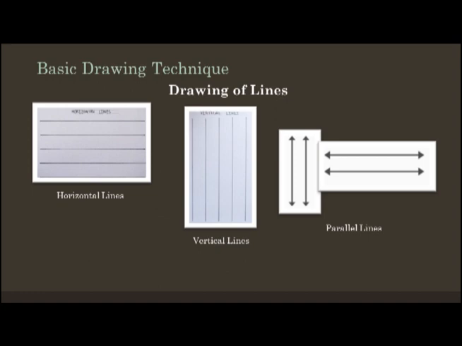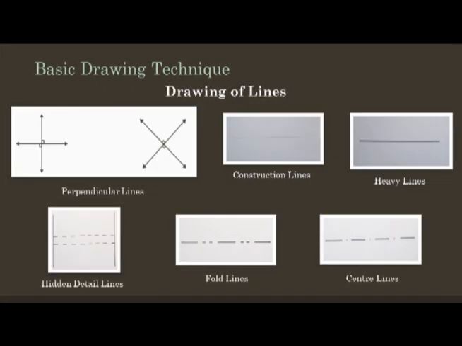How about the parallel line? These are lines going in the same direction and at the same angle also. That is a parallel line. How about the perpendicular lines? These are lines that intersect at 90 degrees. So here is the angle of 90 degrees. The same is true with this, a cross or X. Next, the construction lines.